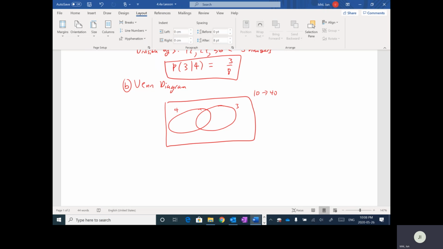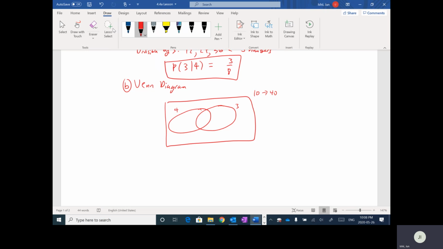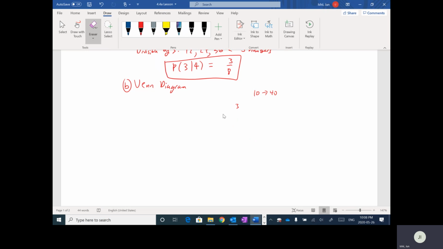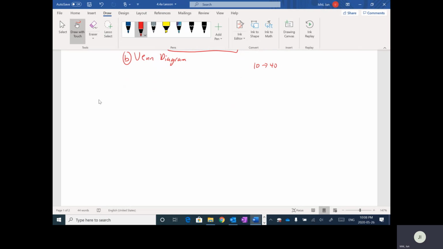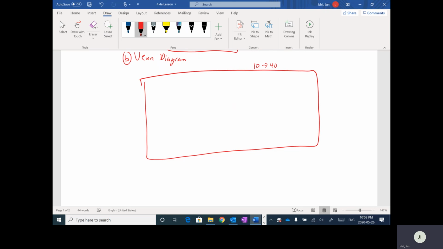Actually, you know what? I may not have made enough room here, so let me draw this a little bit bigger. Let's try that again, because I've got a feeling I'm going to need a lot of room here. So divisible by 4, divisible by 3. I'm just using those 2 numbers as labels.